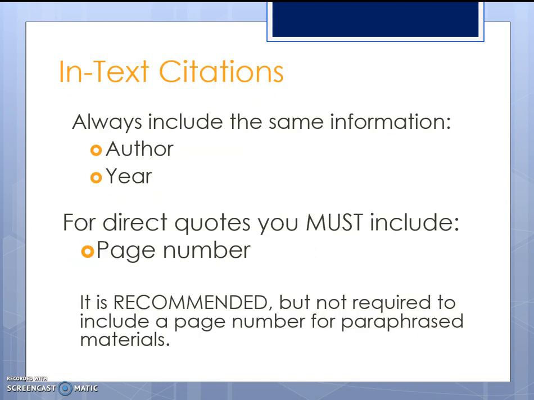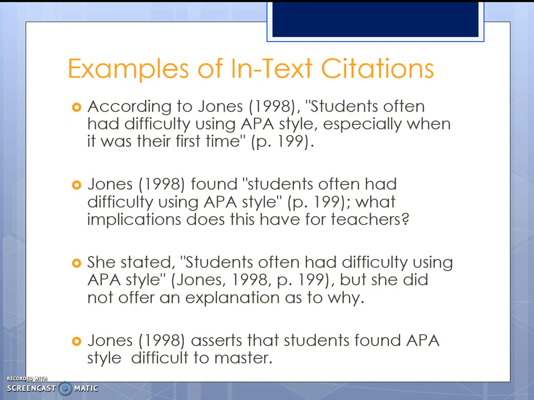Now, in-text citations in APA take a very specific form. They always include these two pieces of information: author, who said it basically, and the year in which they were published or when they said it. Now, for direct quotes, you must include a page number. For paraphrase or summary or maybe the restating of a fact, that doesn't require one, but they do recommend a page number. But remember, for a direct quote, you are required to use a page number.